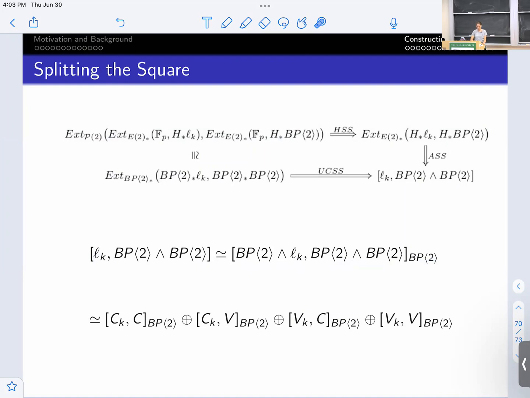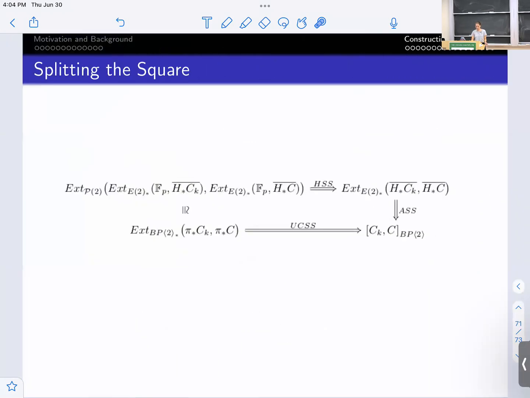So now you get that this splits as the sum of these 4 different pieces. And it follows fairly quickly for degree reasons that any of the potential obstructions are going to be contained in the atom spectral sequence converging to just this piece. And you can do this splitting throughout the square. Okay, so now we're just looking at the part where we've gotten rid of all of the mod P Eilenberg-MacLane spectra.